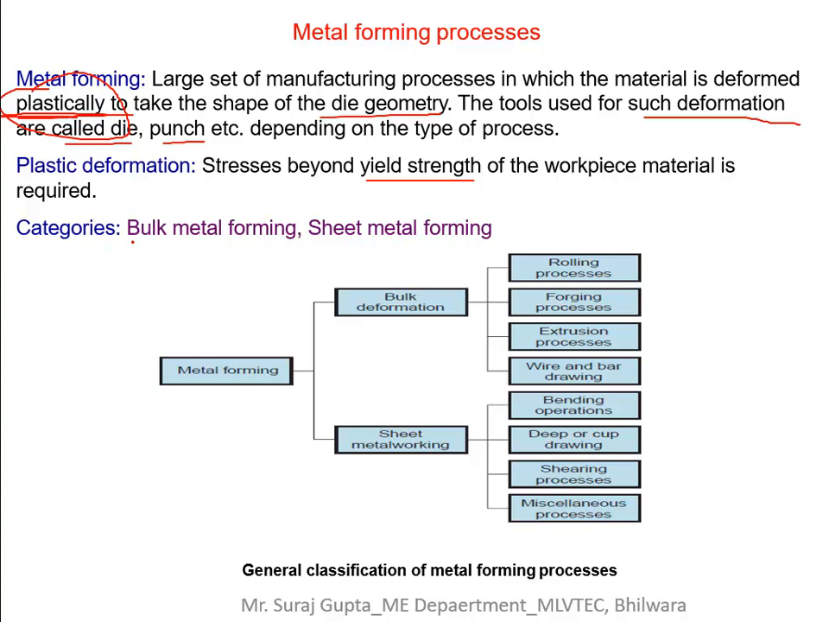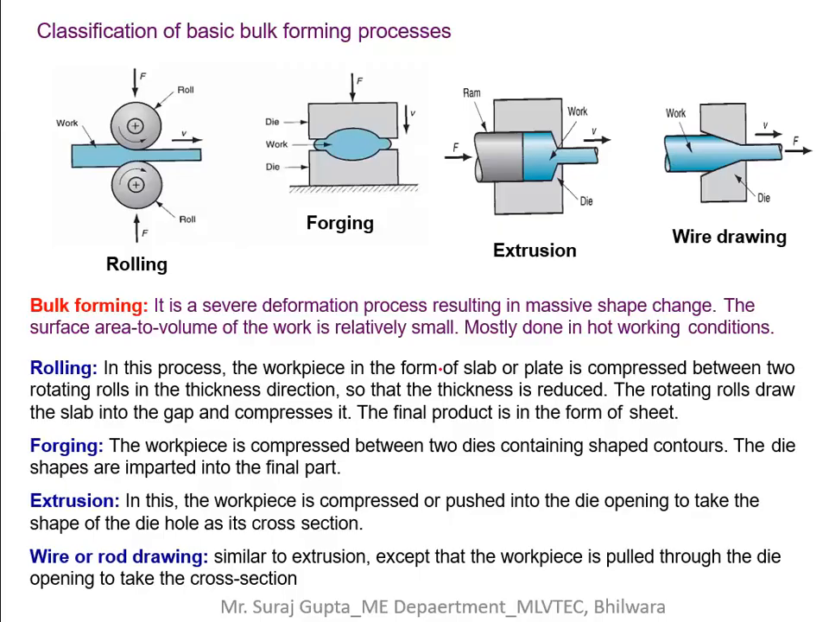Categories. There are two types of metal forming process. First is the bulk metal forming process, and second is the sheet metal forming process. In bulk forming there are four categories, which are known as rolling, forging, extrusion, and wire and bar drawing. And in the sheet metal process there are bending, deep or cup drawing, shearing process, and miscellaneous processes also. So just see the basic concepts of these metal forming processes.